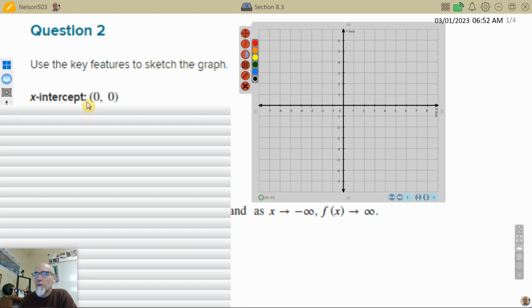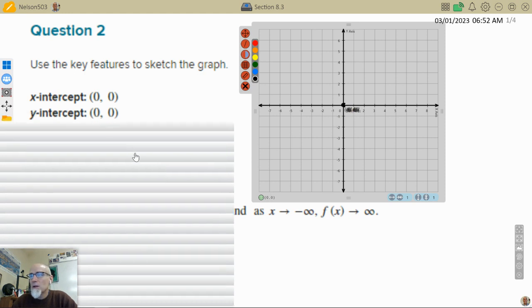Okay. So the first thing they say is the x-intercept is 0, 0. So let's put a dot right here at 0, 0. Okay. So let's see if my program will do that. Ooh, it's kind of hard to see that dot right there. I'll put a couple right around there. All right. So it's putting a lot of them there, but you're just supposed to put one so you can see the x-intercept is 0, 0.